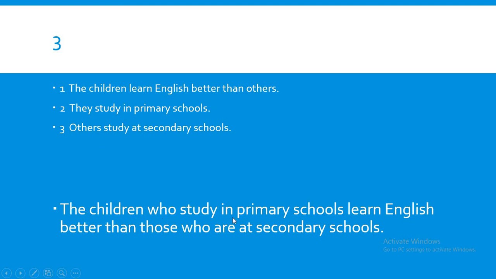The children who study in primary schools. That is what I have inserted. They study in primary schools. I have inserted it to children here. The children who study in primary schools. And what is the main verb? Learn English better than others. Others study at the secondary school. So I want to elaborate more about others now. So I have written that children learn English better than, and I have replaced it with those who are at secondary schools, or those who study at secondary schools.